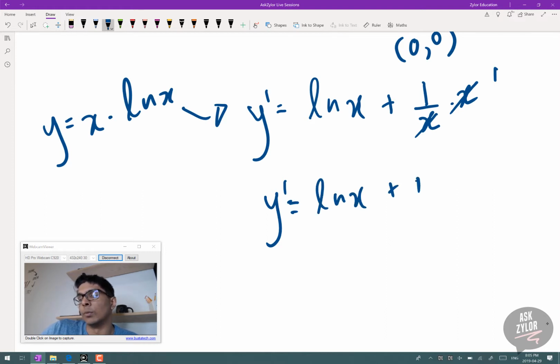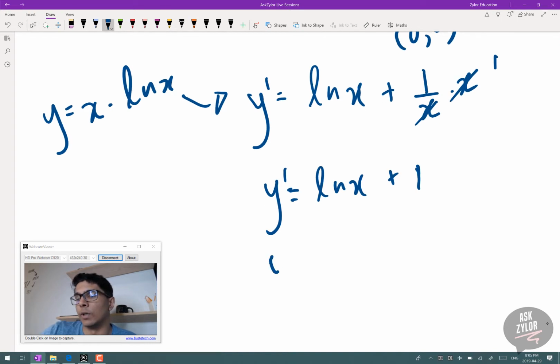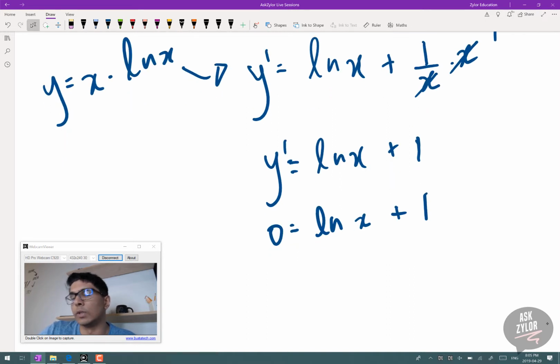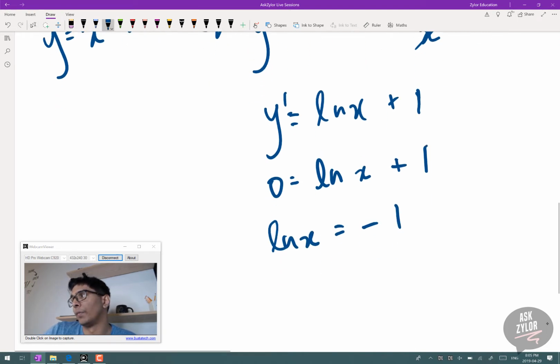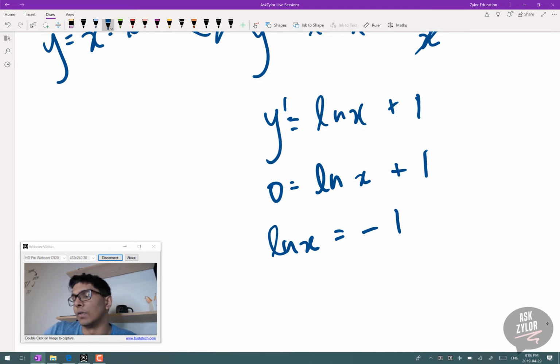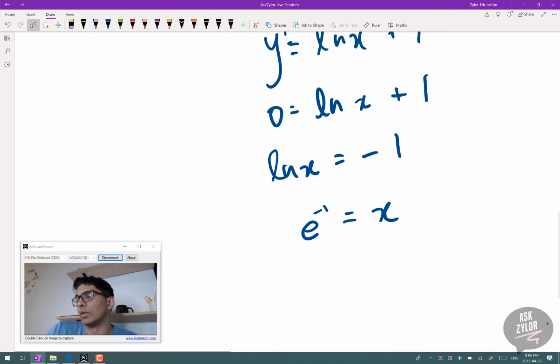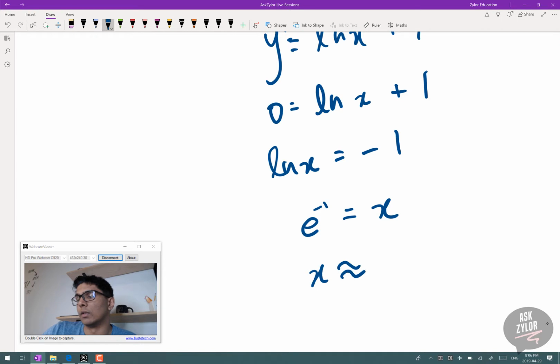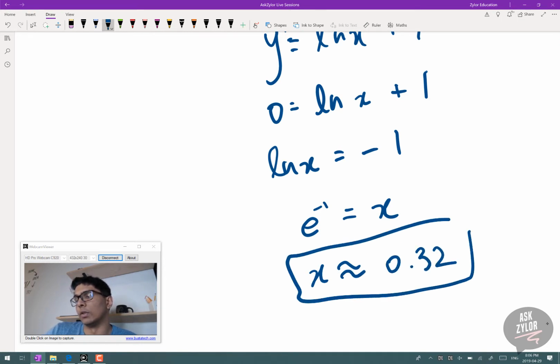To find critical points, we substitute 0 for y prime and find any x values that give me y prime of 0. So I have 0 is equal to ln x plus 1. Then I isolate for x, so ln x is equal to negative 1. Then I change from logarithmic to exponential form, giving e to the power of negative 1 is x. So my x approximates to 1 over e, or 0.37. This is my critical point.